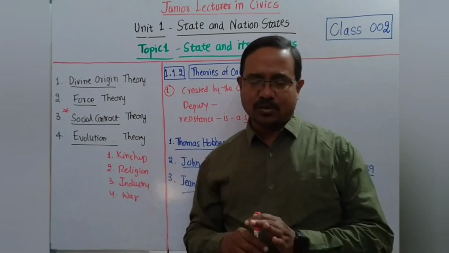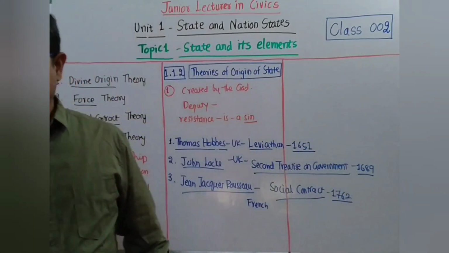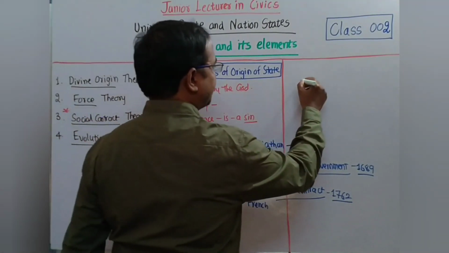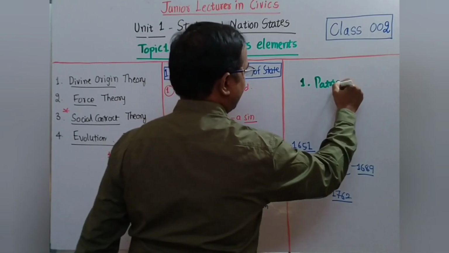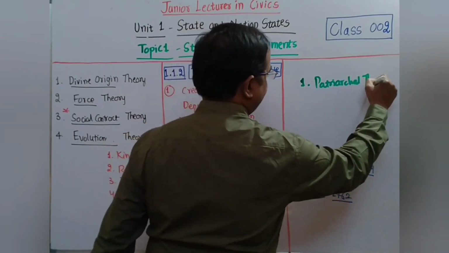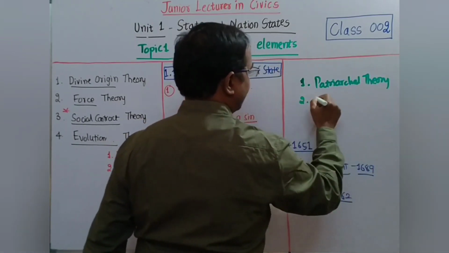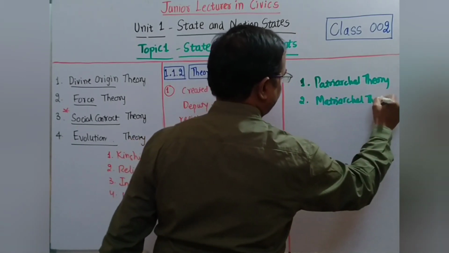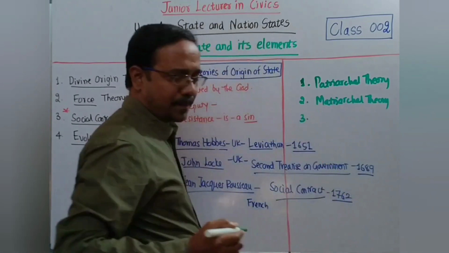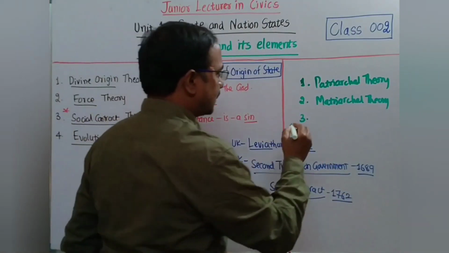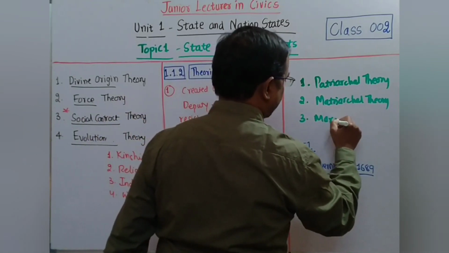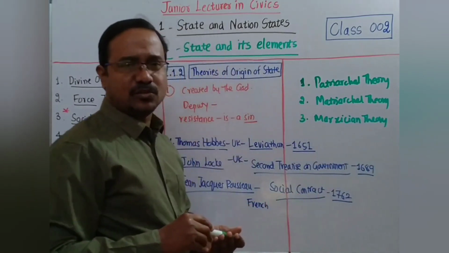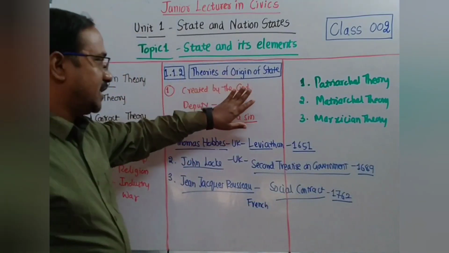These are the four important theories, and there are three other important theories: the patriarchal theory, the matriarchal theory, and the Marxian theory. These also contribute to the theories of the origin of the state.